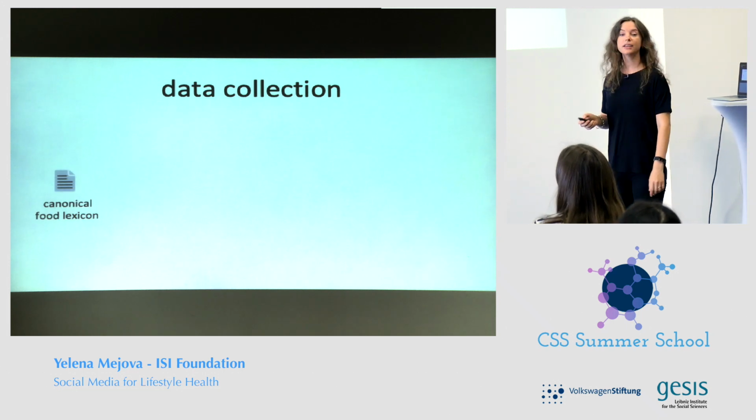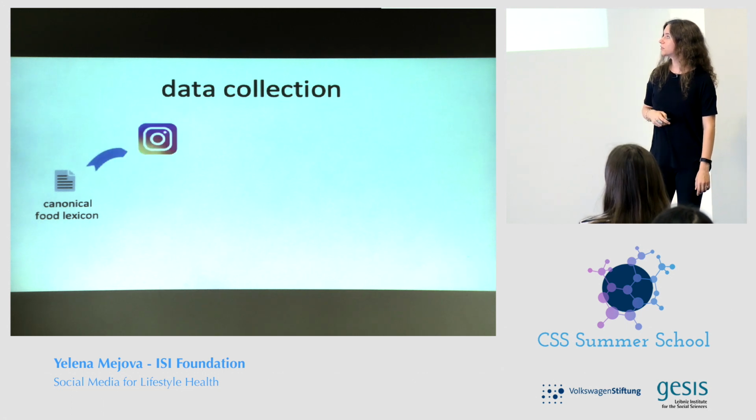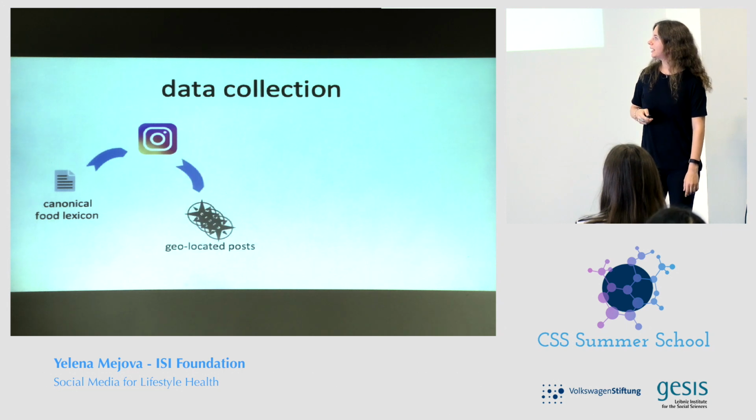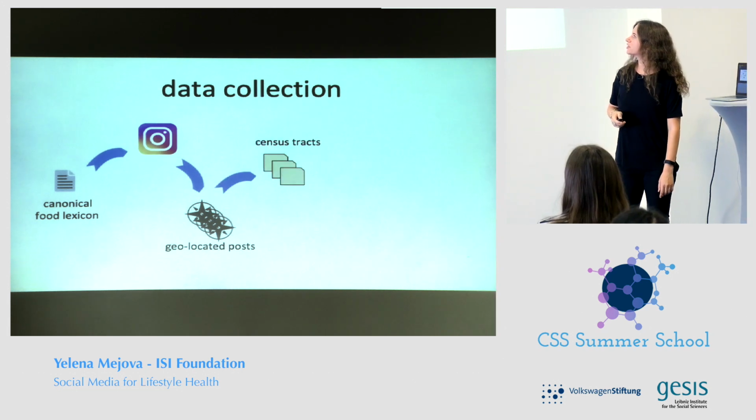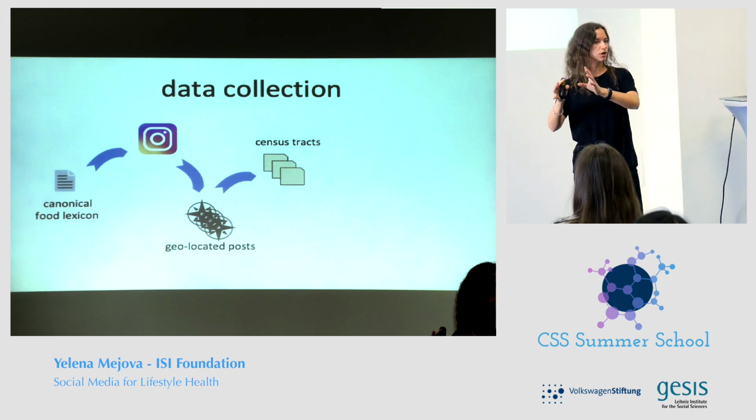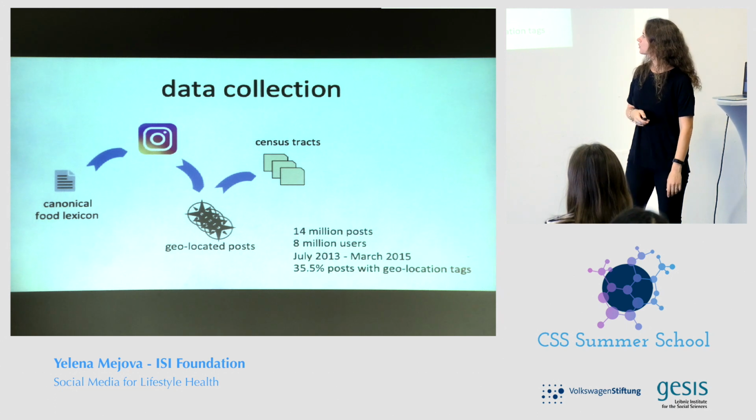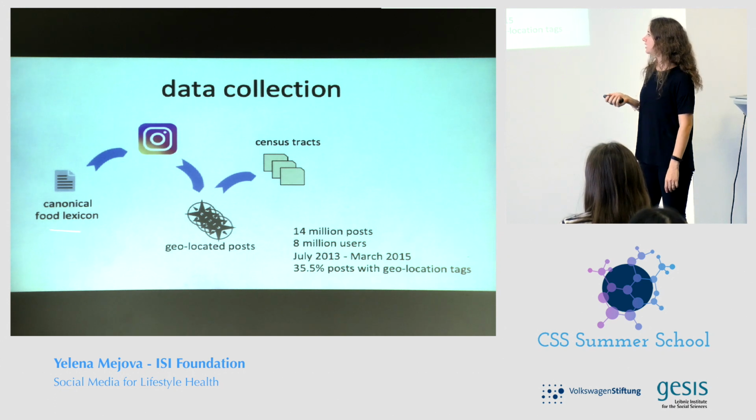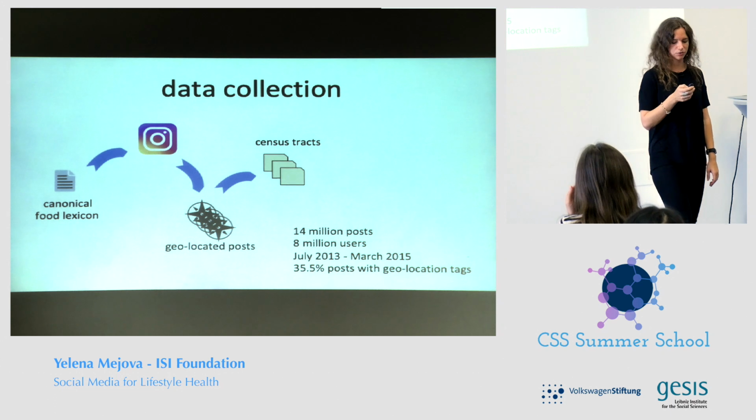So what do they do? They do a very similar thing as the previous study. They have a food lexicon that they send to the social media API and get back posts that they were able to geolocate. From these posts, they can connect them to tracts, basically areas in the US. You can see they're pretty large numbers, 14 million posts, 8 million users across 2 years, so it's not too bad. And the geolocation is 35%, which is not bad. So out of that, you can get a good number of things.